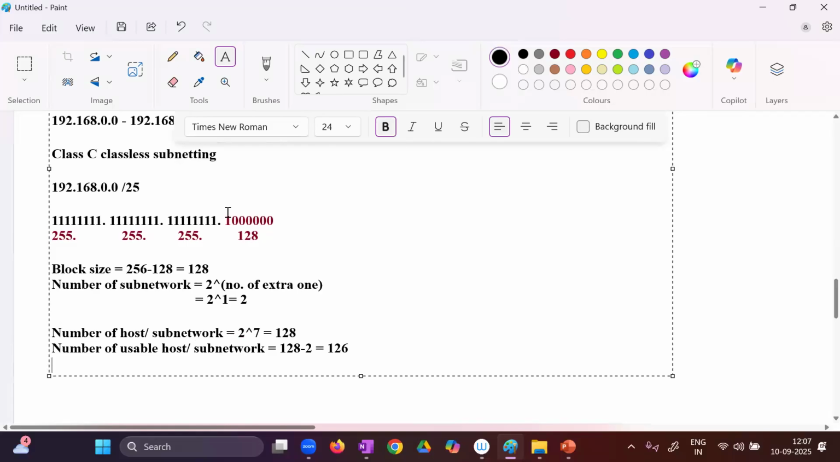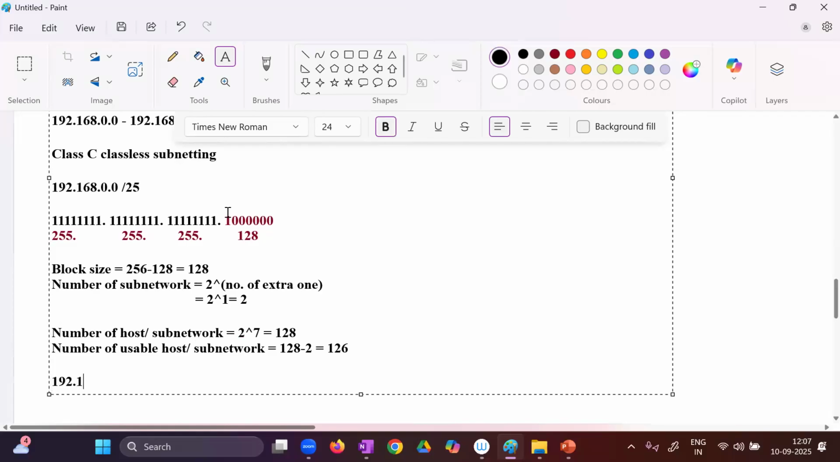Right? Now you start writing 192.168.0.0, because till the third octet it is fixed. Last one is what? Block size is 128. Now, to reach 128, starting from 0, what will you write? 127, because I am starting from 0 and I have to get 128. It means I have to end at 127 to get 128.